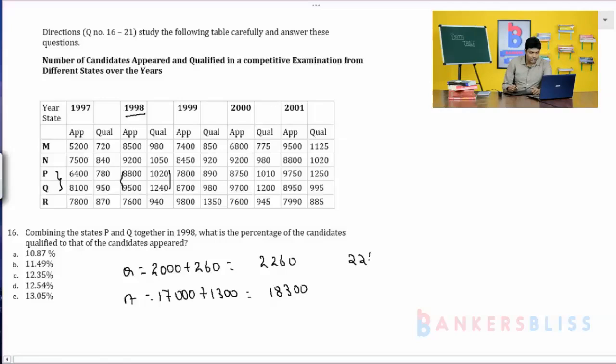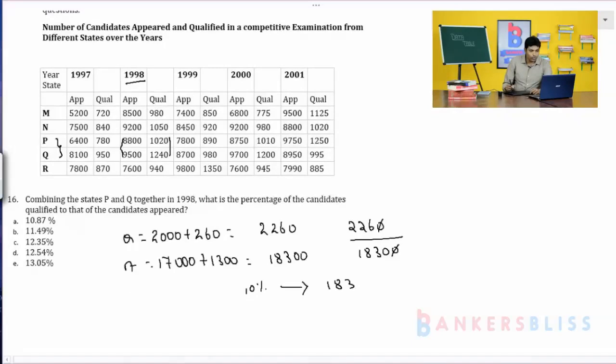So, 2260 divided by 18,300. So, the 10 will cancel. Okay. So, now you have to calculate. So, 10% if I take, what is 10%? 10% is 183. But how much you should get? You should get 226. Okay. So, your answer should be more than 10%. So, you take 1%, 18.3. Do we get 226?